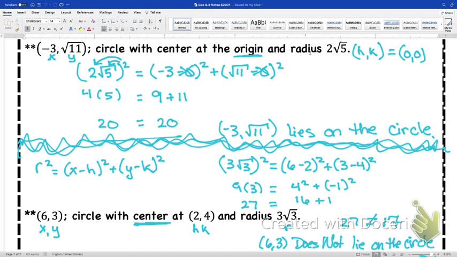Okay, did you get does not lie on the circle? Not yet. Just keep working. So I got 27 doesn't equal 17. Is that what you got? Yeah. Okay, so not that bad, is it?